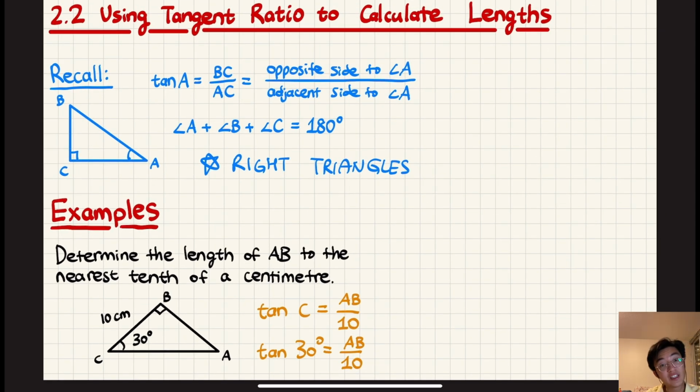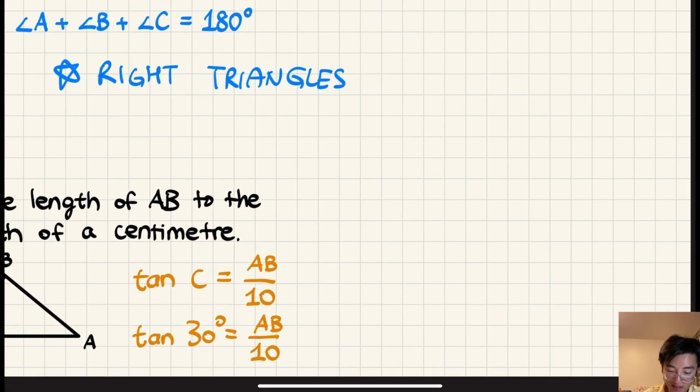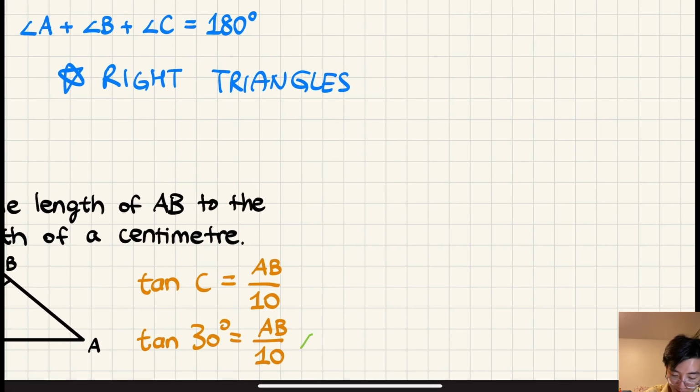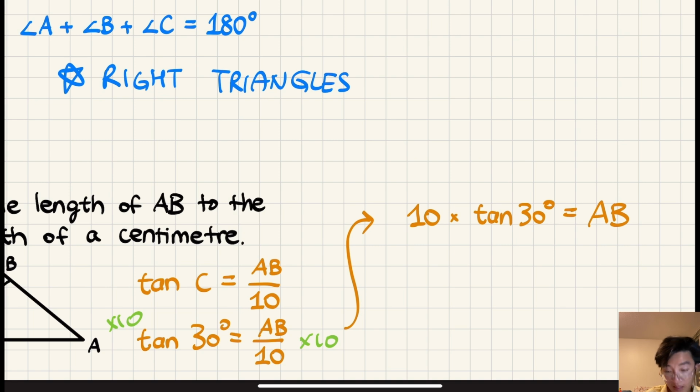From there, it is just a simple algebra question. We are solving for AB, which is the unknown in this case. To do that, we will multiply both sides by 10 to isolate AB. This gets us 10 times the tangent of 30 degrees equals AB. And from here, all we have to do is plug into a calculator. We have to be careful here. We're working with degrees, so make sure your calculator is in degrees mode. So we have 10 times the tangent of 30.